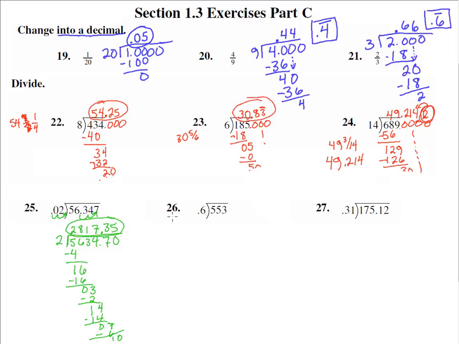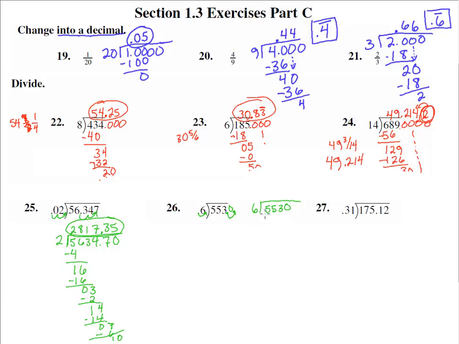All right, number 26. Let's see if we can not make it quite so long here. Again, this is a decimal. So we've got to move this guy one place over here, and this decimal that's right here behind the 3 has to go one more place, so we'll put a 0 in there. So really it's 6 goes into 5530.